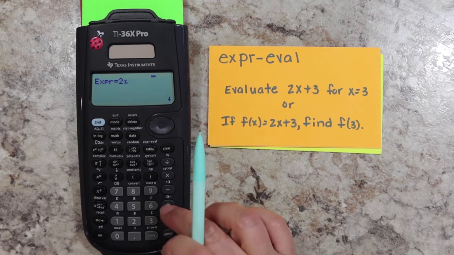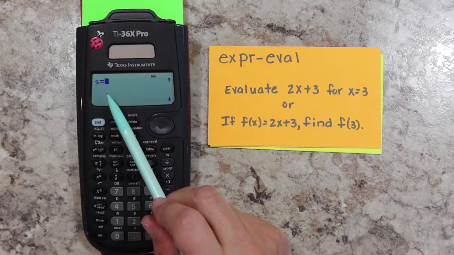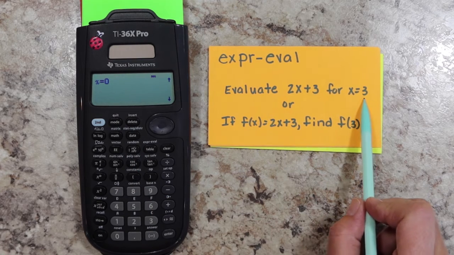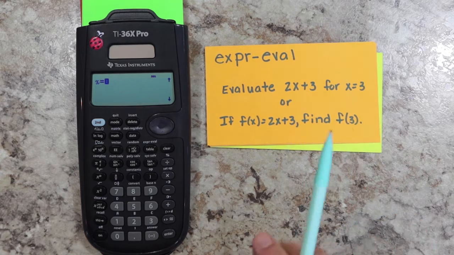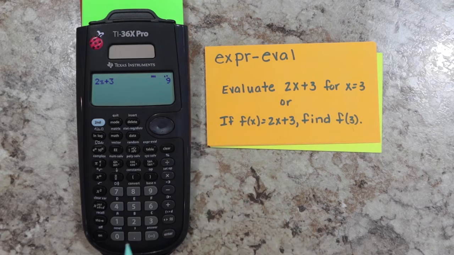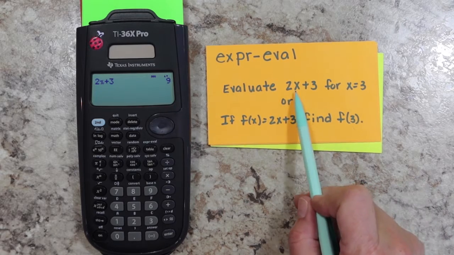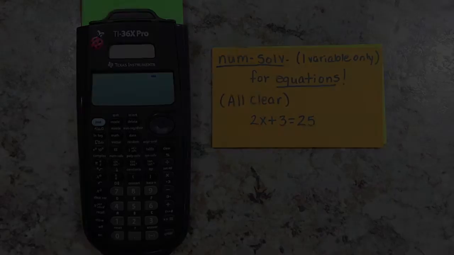So we're going to put 2x plus 3. All right, hit enter. Now it says, well, what is X? That's where you're going to put the number here or the number in your parentheses after F. So I'm going to enter 3 and hit enter, and it tells me that's 9. So it plugged in that value for x, and it evaluated that expression.